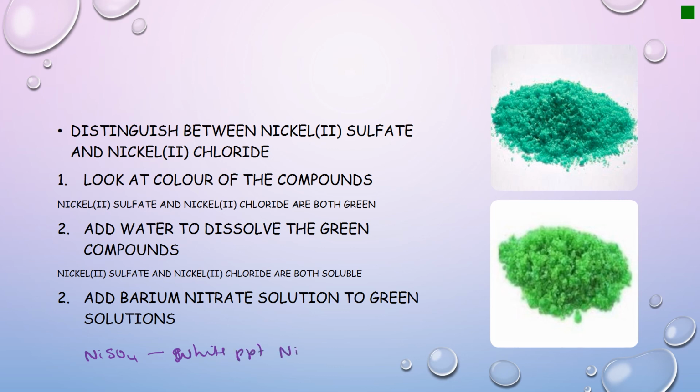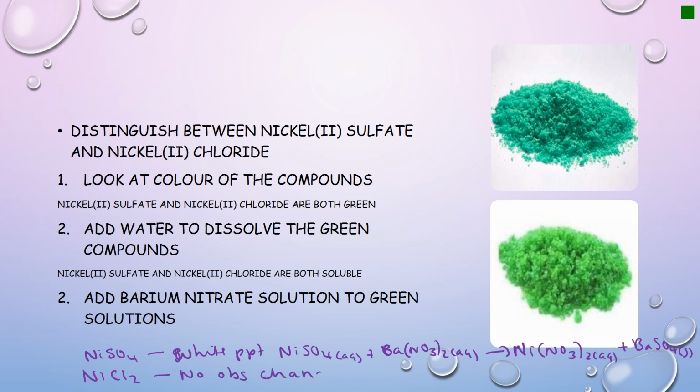So nickel sulfate and barium nitrate gave us nickel nitrate solution and our precipitate of barium sulfate. Then when we added it to the nickel chloride solution, we got no observable change.